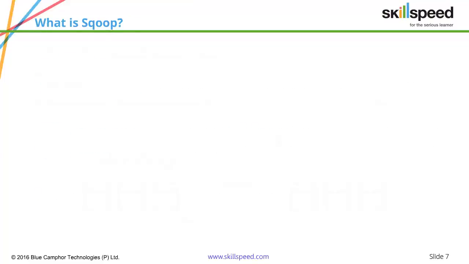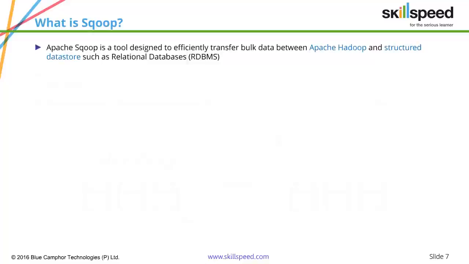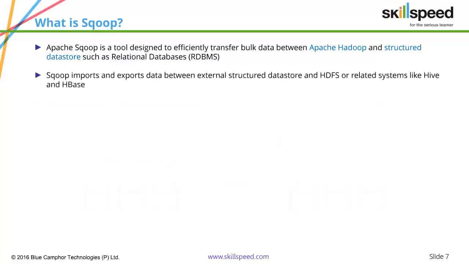So what exactly is Sqoop? It is a tool designed to efficiently transfer bulk data between Hadoop and structured data stores such as RDBMS. Sqoop imports and exports data between an external structured data store and HDFS. When you say a Sqoop import, that means you are copying data from RDBMS to Hadoop. When you say Sqoop export, that means you are copying data from Hadoop to RDBMS.